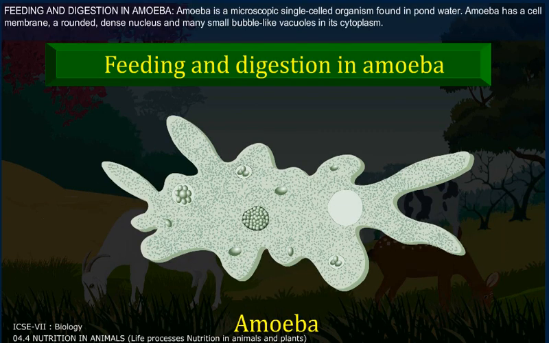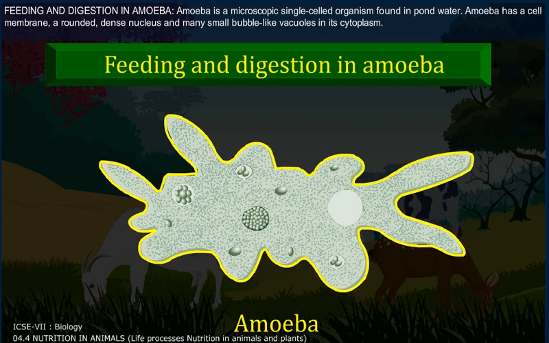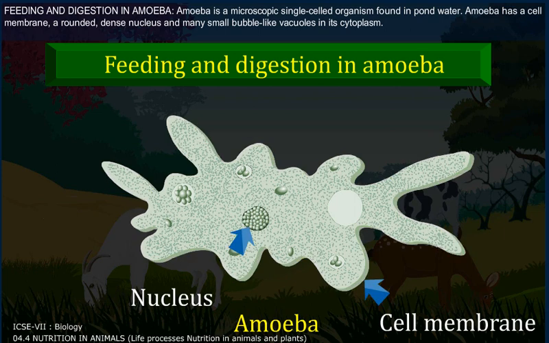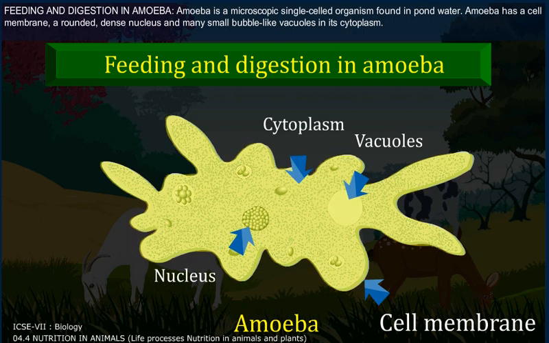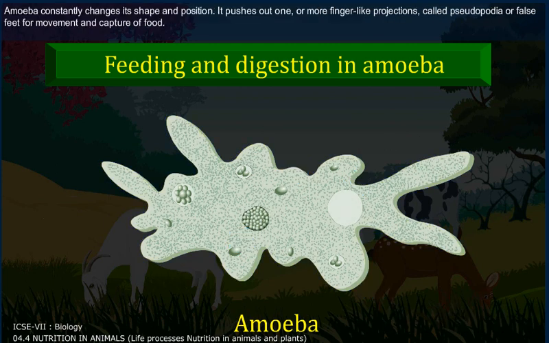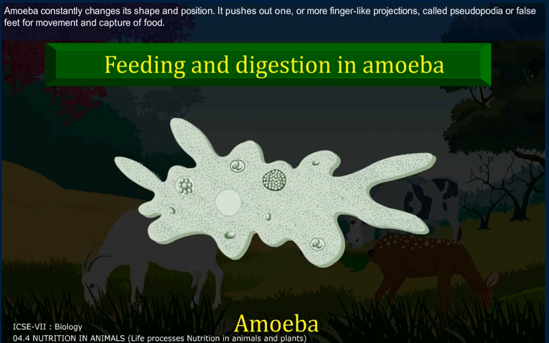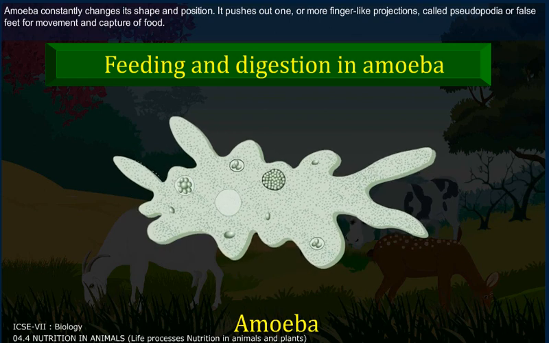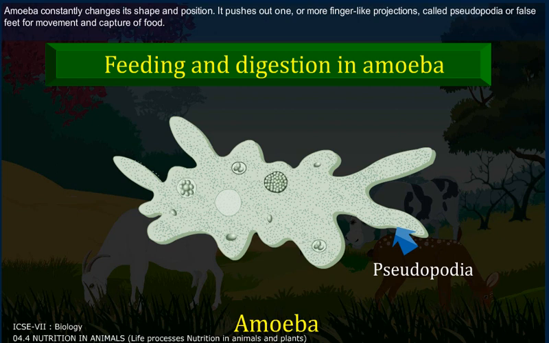Feeding and digestion in amoeba. Amoeba is a microscopic single-celled organism found in pond water. Amoeba has a cell membrane, a rounded, dense nucleus, and many small bubble-like vacuoles in its cytoplasm. Amoeba constantly changes its shape and position. It pushes out one or more finger-like projections called pseudopodia or false feet for movement and capture of food.